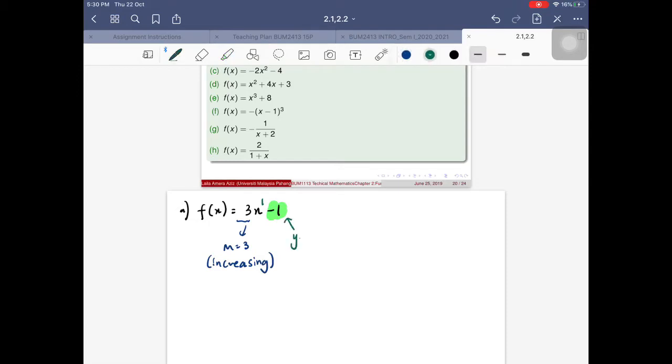And the c value actually gives you the y-intercept. So therefore, your graph is going to intercept the f of x axis, in this case, at -1. And we need to find another component, which is going to be the x-intercept. So when do we have the x-intercept? That happens when y is equal to 0.